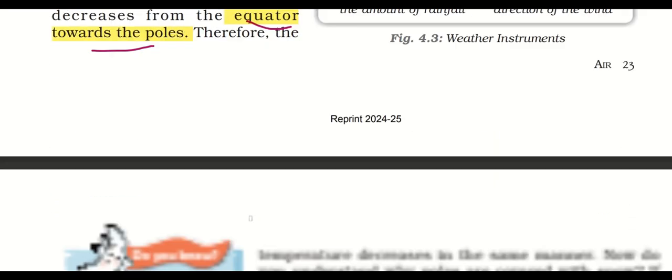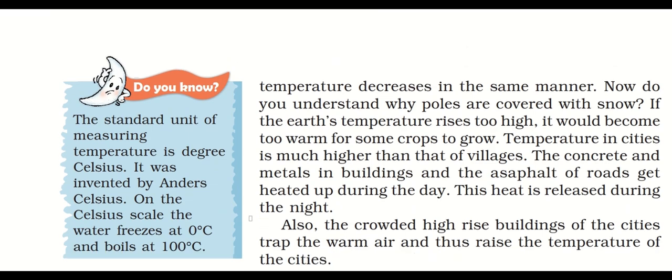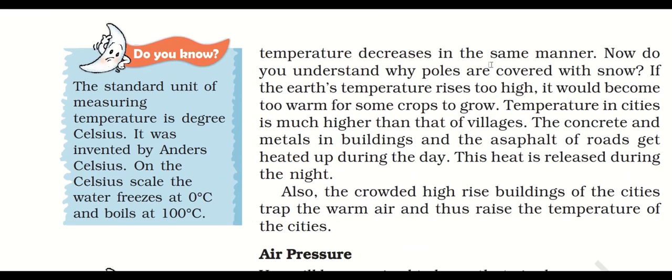Therefore, temperature decreases in the same manner. So, insolation is similar to temperature of the atmosphere. Now, do we understand why poles are covered with snow? If the earth's temperature rises too high, it would become too warm.